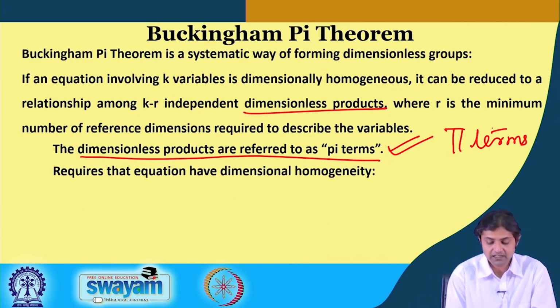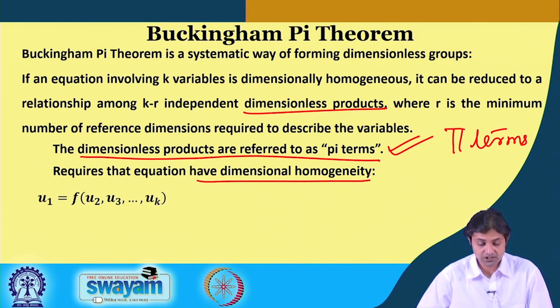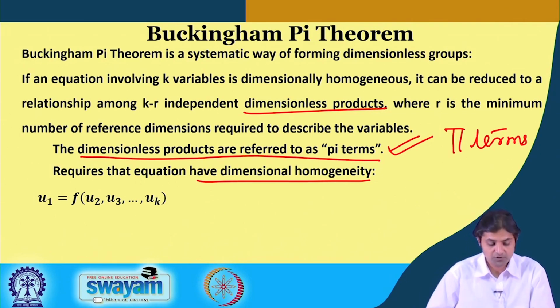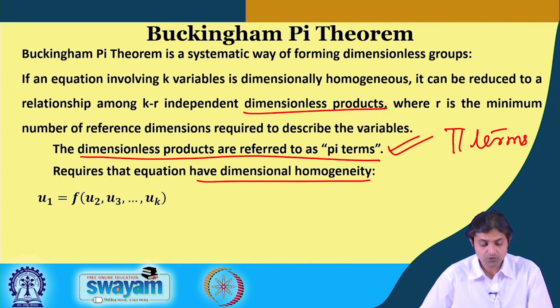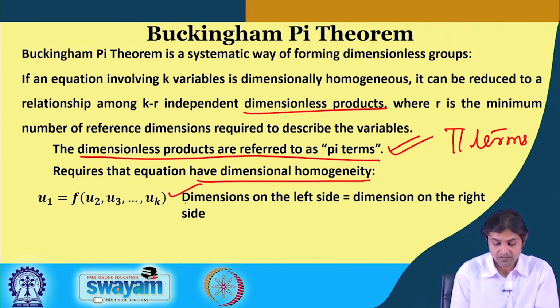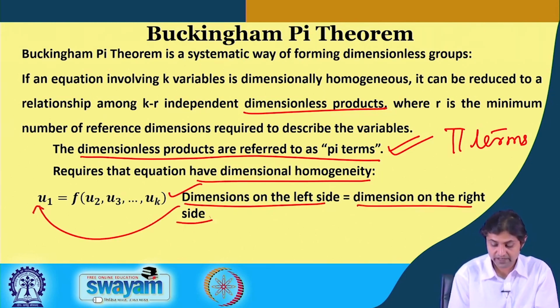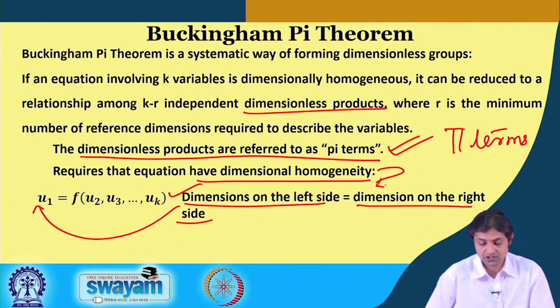And this requires that equations that we are going to solve have dimensional homogeneity. So, dimensional homogeneity is that all the groups should have same dimensions, the equations on the left hand side and the right hand side. Suppose there is u1 is a function of u2, u3 up till uk, and this means that the dimensions on the left hand side, so u1, should be equal to the dimensions on right side, and this is called dimensional homogeneity.